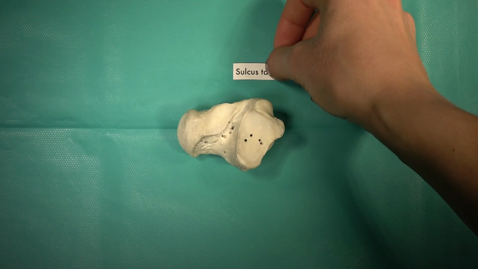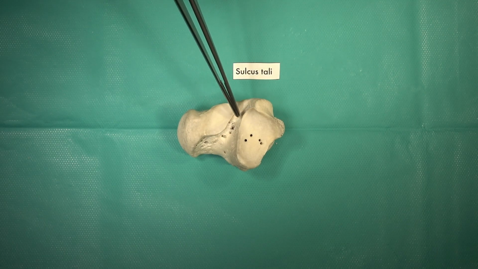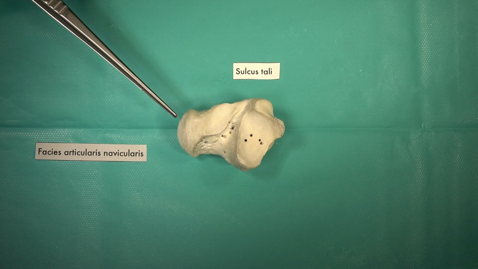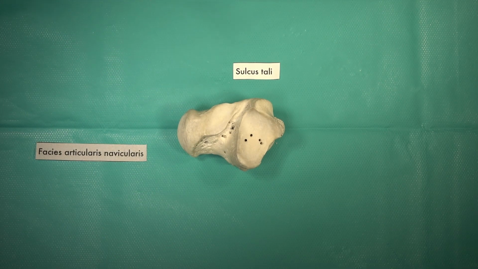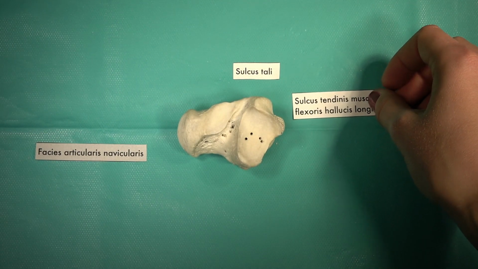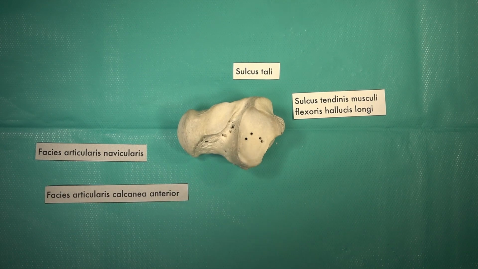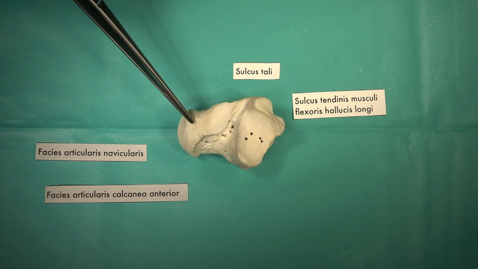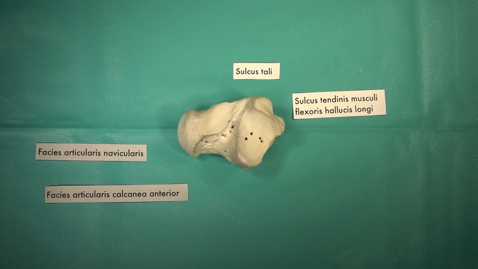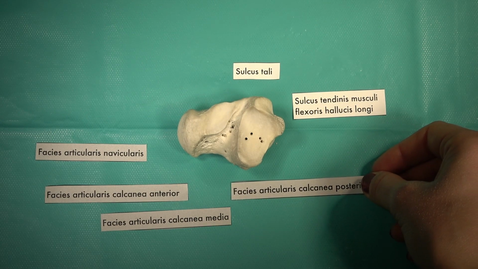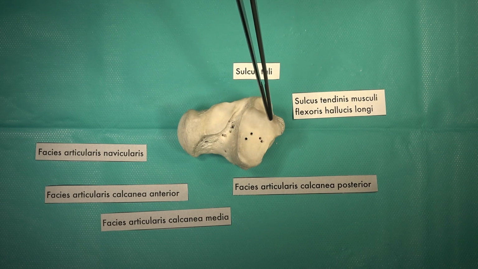Sulcus tali, or sulcus tali. Facies articularis navicularis, or articular surface for the navicular. Sulcus tendinus musculi flexoris hallucis longi, or groove for the flexor hallucis longus. Facies articularis calcanea anterior, or anterior calcaneal surface. Facies articularis calcanea media, or middle calcaneal surface. Facies articularis calcanea posterior, or posterior calcaneal surface.